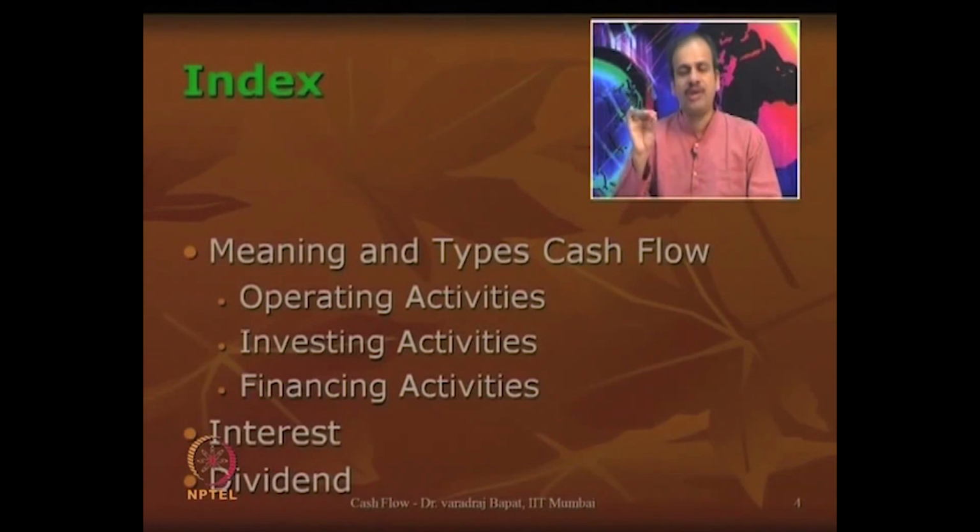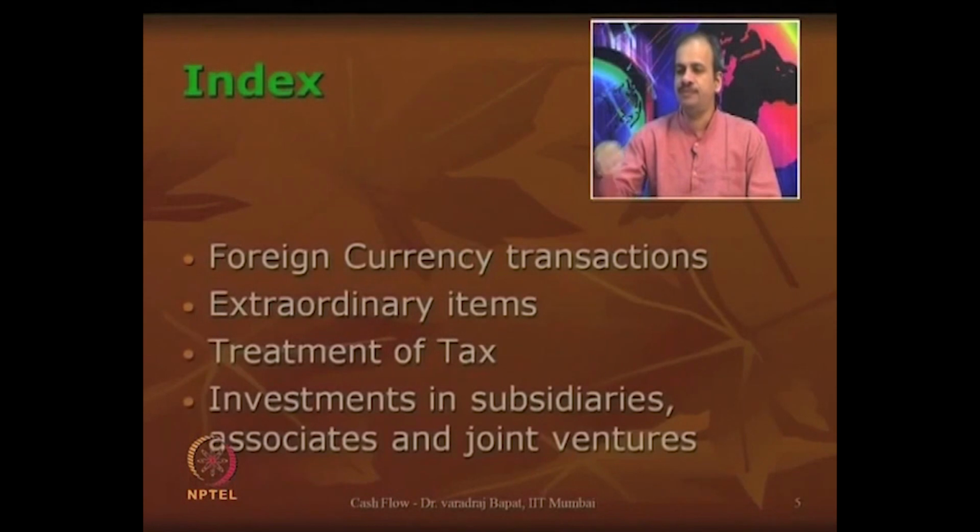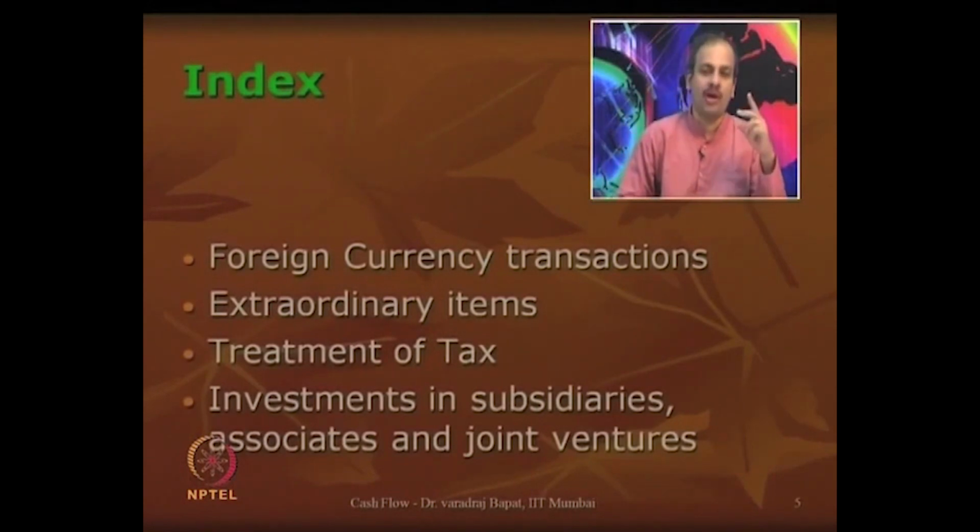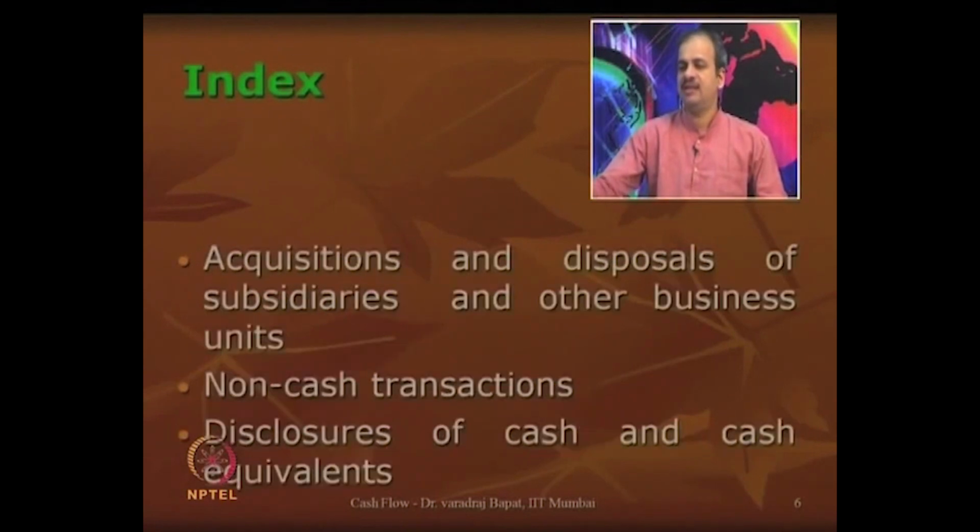We will also see some of the important items like interest, dividend. Then we will talk about how to deal with foreign exchange transactions. There are some extraordinary items, how to deal with tax and how to show investment in subsidiaries, associate companies and joint ventures. Then we will discuss how to deal with acquisition and disposal of subsidiaries. We will talk also about non-cash transactions, how to show cash and cash equivalents. This is going to be the coverage of this module.